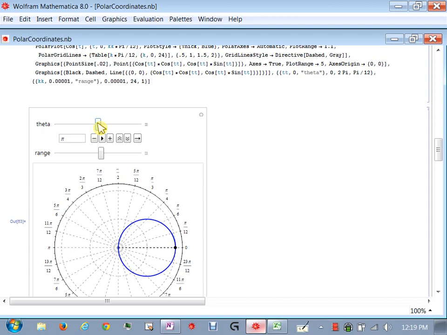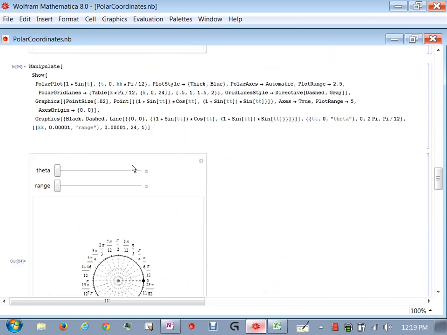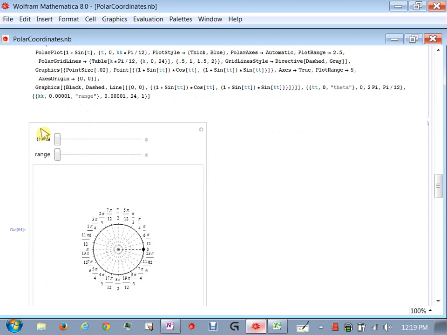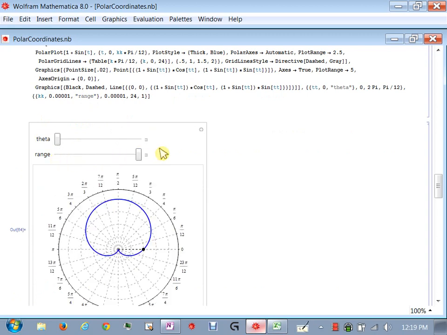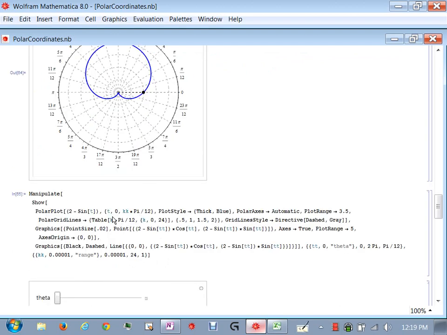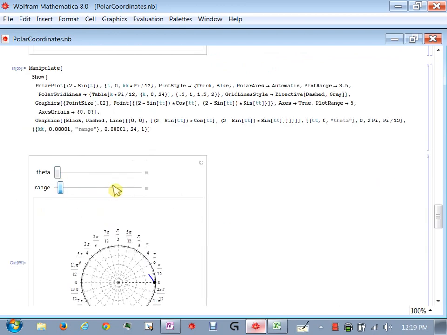All right. There's more here that you can play with yourself because I'm running out of time. 1 minus sine t was the next one I was going to do. Or no, 1 plus sine t was the next one I was going to do. And it would have looked like this. Okay? The next one I was going to do was 2 minus sine t, and it would have looked like this.